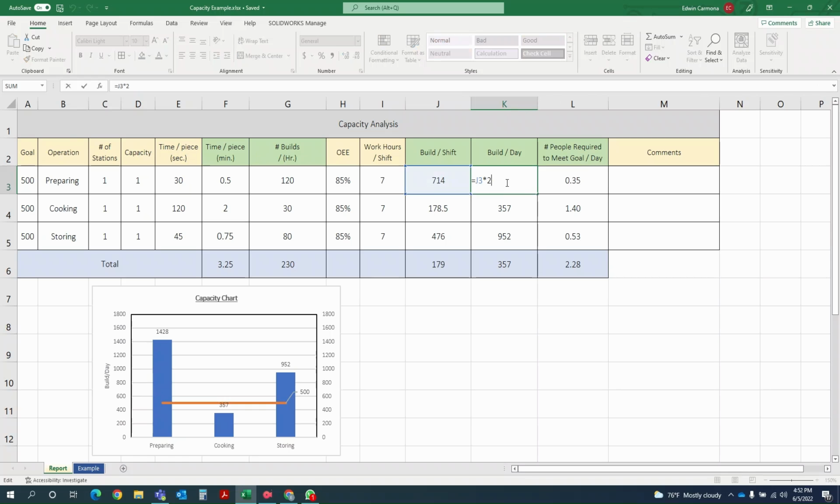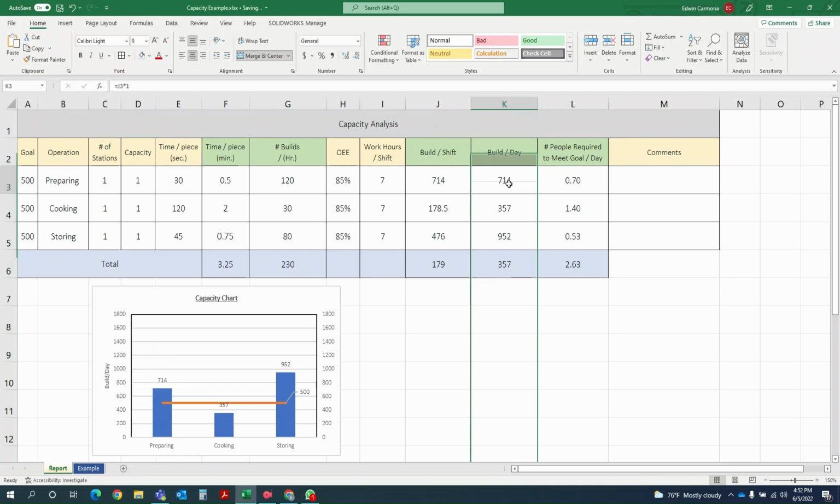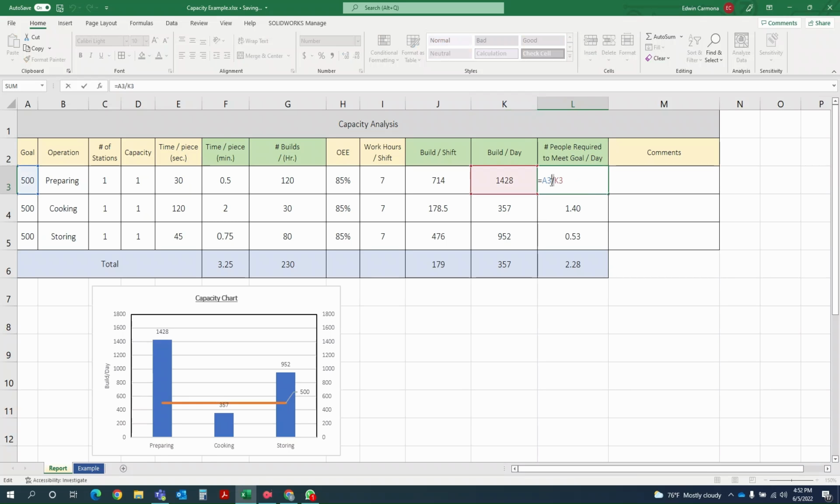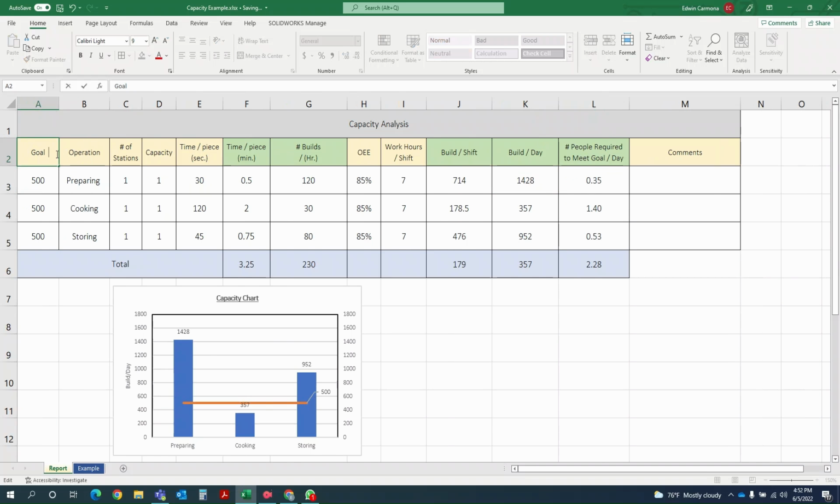Now I know that in one day, in my case, there are 2 shifts. The majority of companies run through 2 shifts. Some of them only 1, in which case you'd only put 1 here, and you probably wouldn't need this column here, but in my case it's 2 shifts. So the number of people required per day is the goal that you're trying to reach divided by what you're able to meet in that specific day, because this is your goal or target. And I should probably say goal per day. Let me just change that right there.